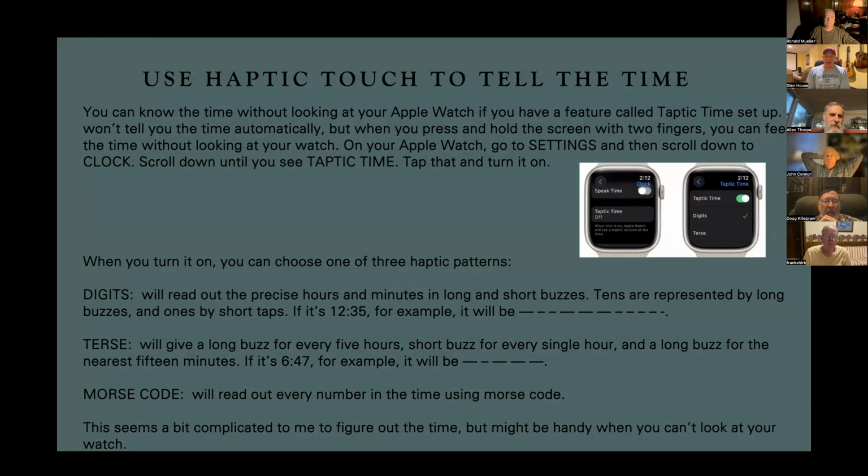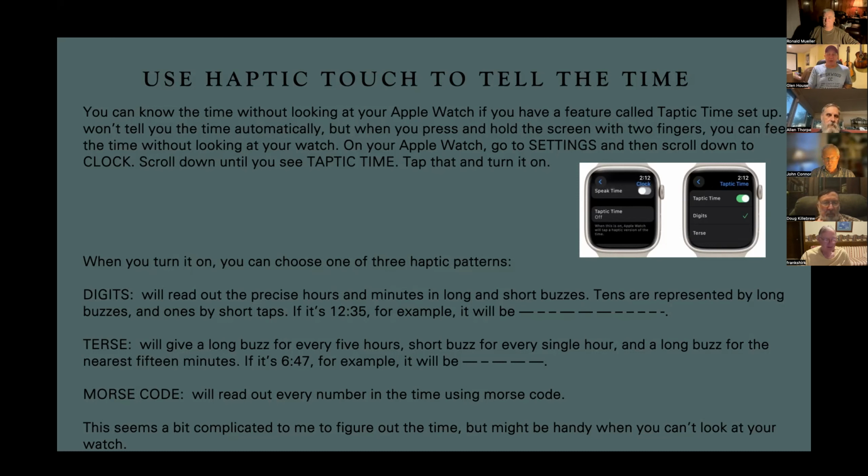Well, you've got to go in and set it up. It's called Taptic Time. It won't just tell you the time immediately. It's not going to do something on your watch every hour. You actually have to press and hold your screen with 2 fingers, and when you do that, it's going to give you the time based on the taptic touch. So if I'm sitting in a meeting, talking to you guys, I could just be pressing here and never waver from you guys. So I'm not being rude about it.